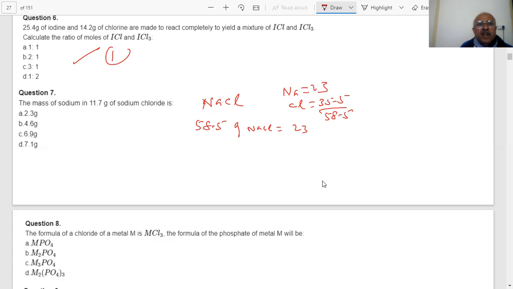23 gram of Na. Then the mass of sodium in 11.7 gram, how much will that be? 23 by 58.5 into 11.7. How much does it come? B part, 4.6. The 11 is cancelled, this cancelled with 5. 4.6 gram. Okay, student, next question.